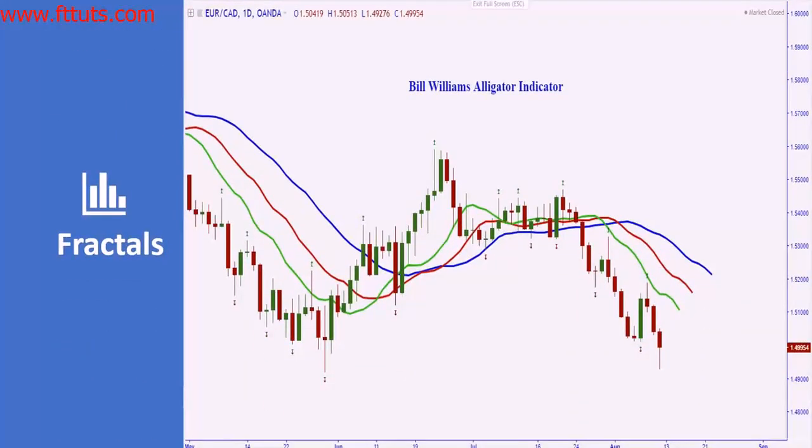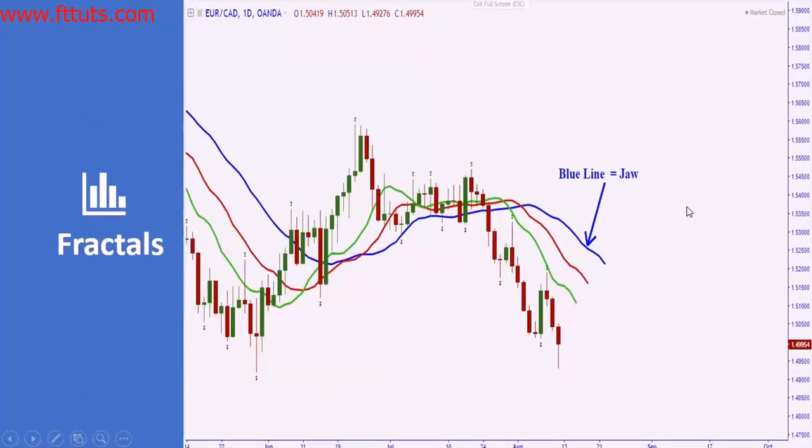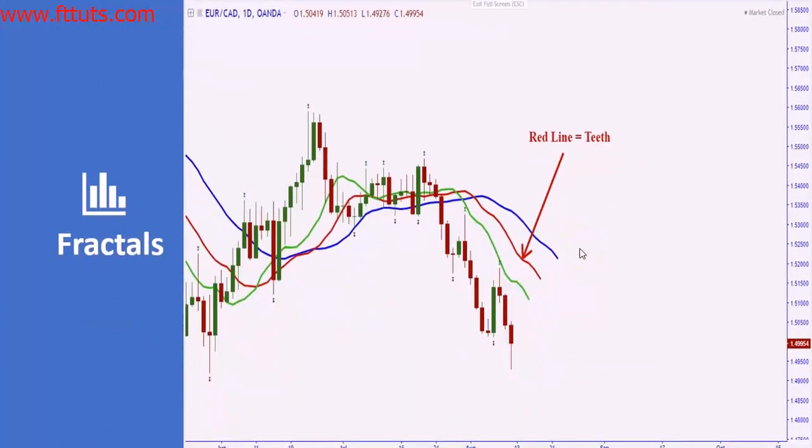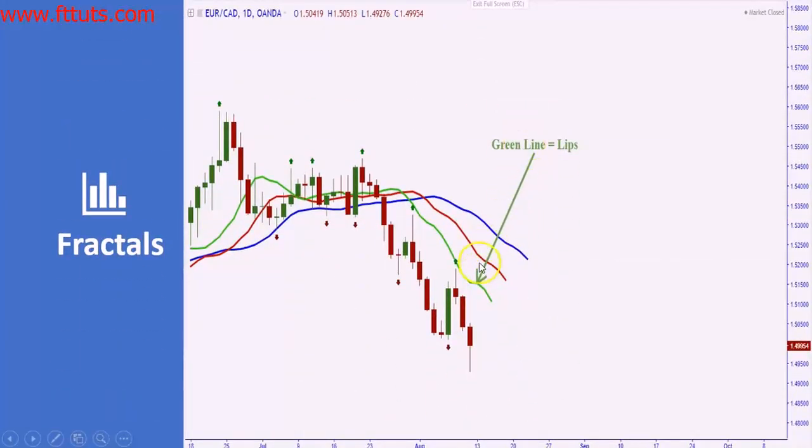So I'm going to look at the alligator a little bit. So basically you could see the Bill Williams alligator, they're just moving averages. The blue line is the jaw. The red line is the teeth. And the green line is the lips.